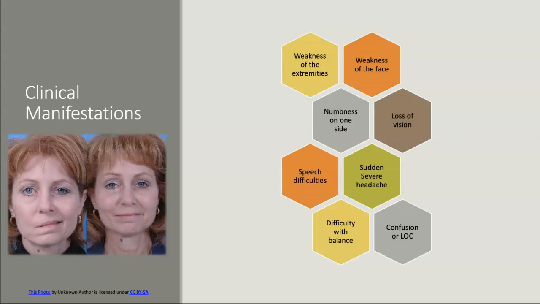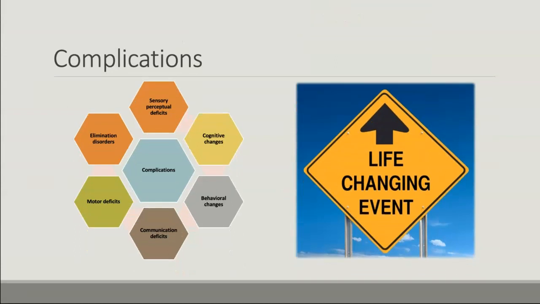Weakness of the extremities is a symptom. Weakness of the face, numbness of one side, loss of vision, which would be an acute loss of vision, speech difficulties, sudden severe headache, difficulty with balance, and confusion or loss of consciousness. And I will say sudden severe headache is big for hemorrhagic stroke, and I will go through another slide with the hemorrhagic stroke, but also projectile vomiting is a symptom with hemorrhagic.